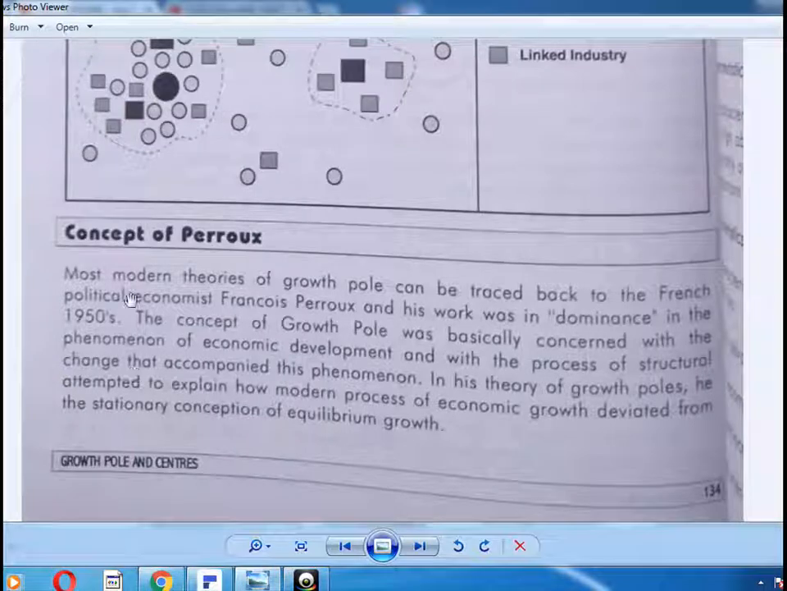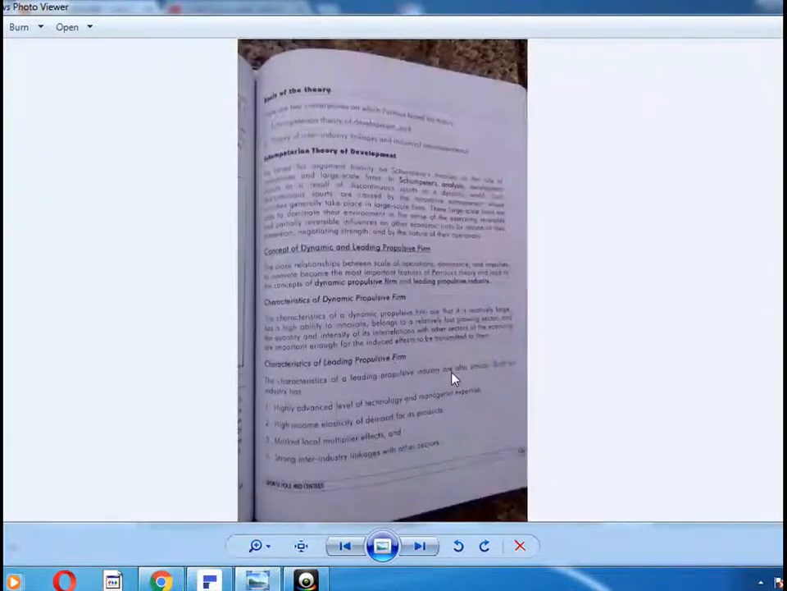His work was dominant in the 1950s. He is a French political economist. He was concerned with the phenomenon of economic development, with the process of structural change that accompanied this phenomena. So growth poles, he attempted to explain how the modern process of economic growth deviated from the stationary conception of economic growth.